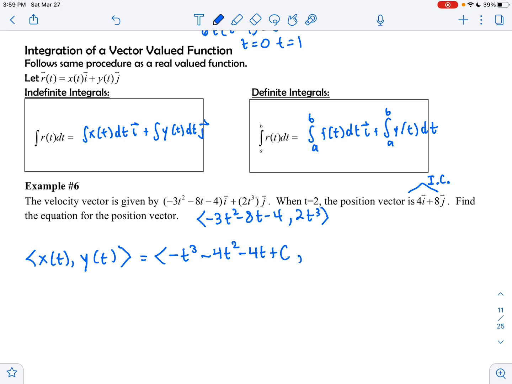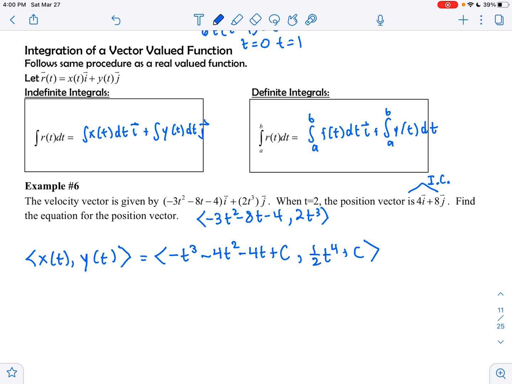And then now integrating separately, or at the same time simultaneously, the vertical component, we have 2t cubed. That's the same thing as incrementing 3 by 1, 4, so 1/2 t to the 4th, and then plus c. So you're solving now for the horizontal and vertical component of your position vector. We're going to use the initial condition stated: at time t equals 2, x is 4, at time t equals 2, y is 8. So let's go ahead and do our substitution.